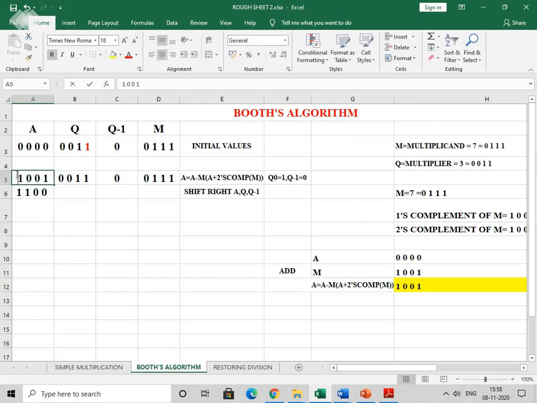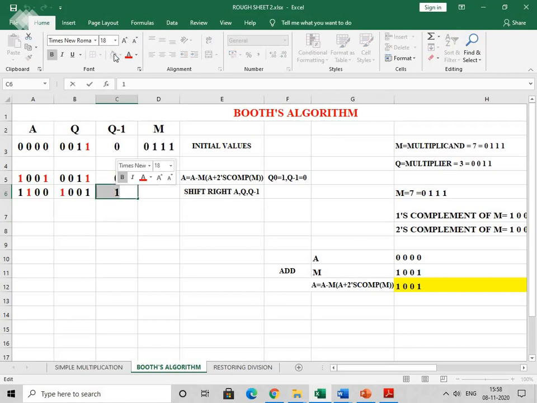Right? So this one has come here. Okay. So this one has been shifted right. Now this one will come here. So 1 0 0 1. Okay. Now after that, this one, the Q0 bit, will come at position Q minus 1. Okay, so M will remain as it is. M will remain as it is in all the numericals.